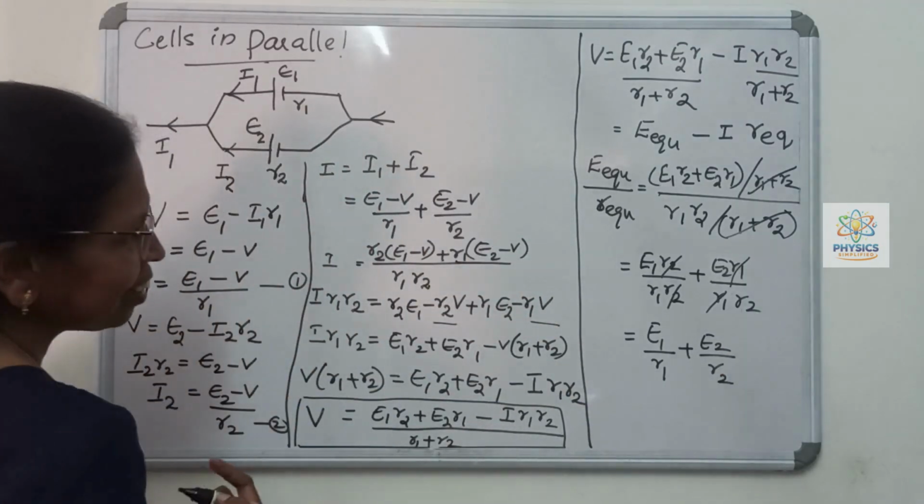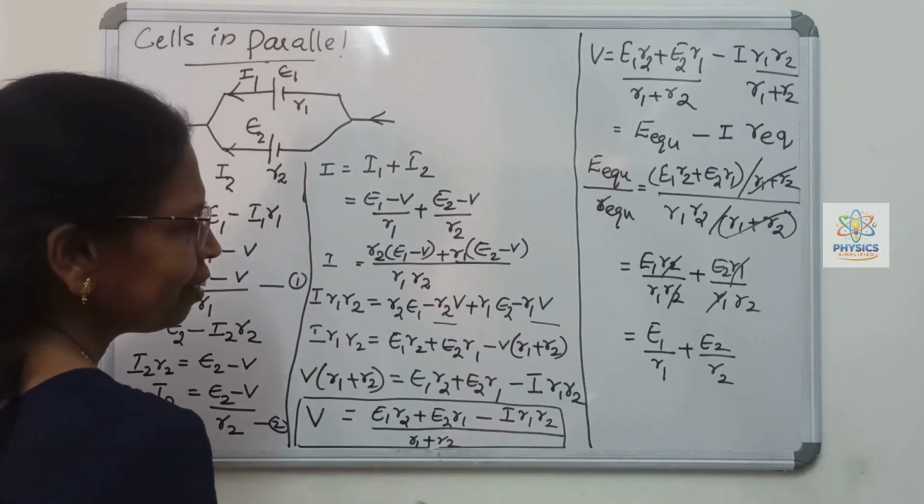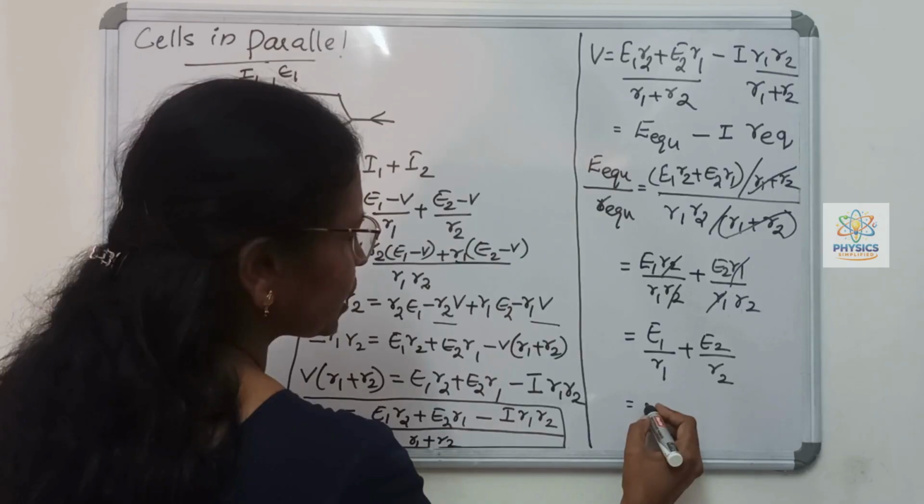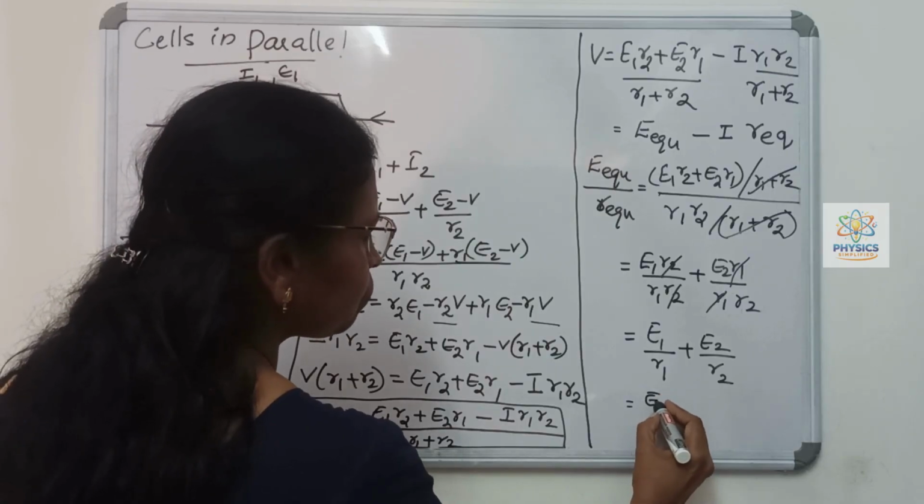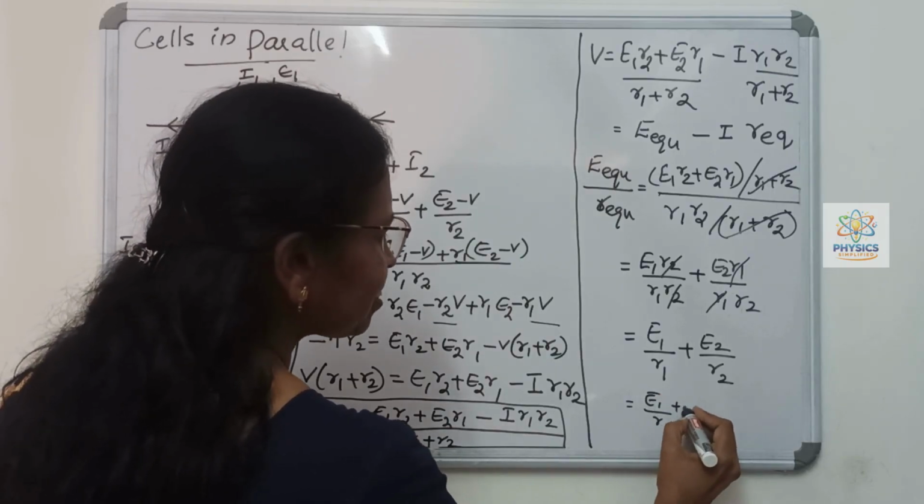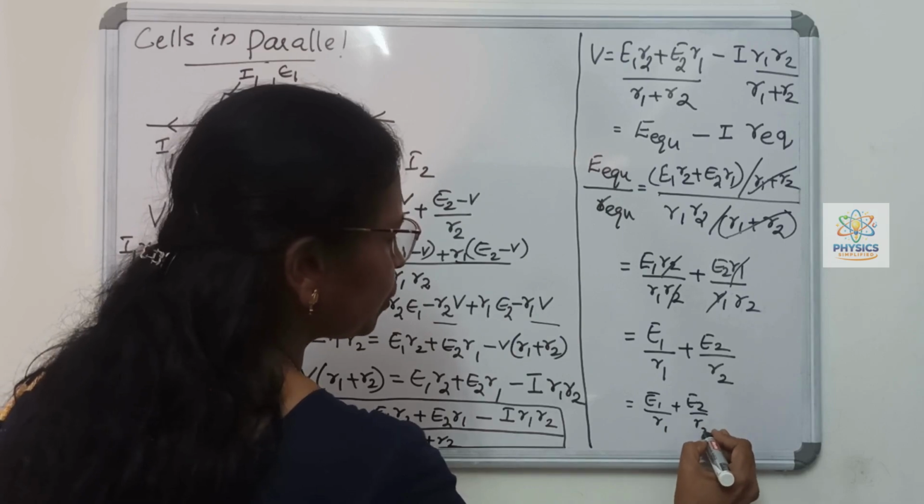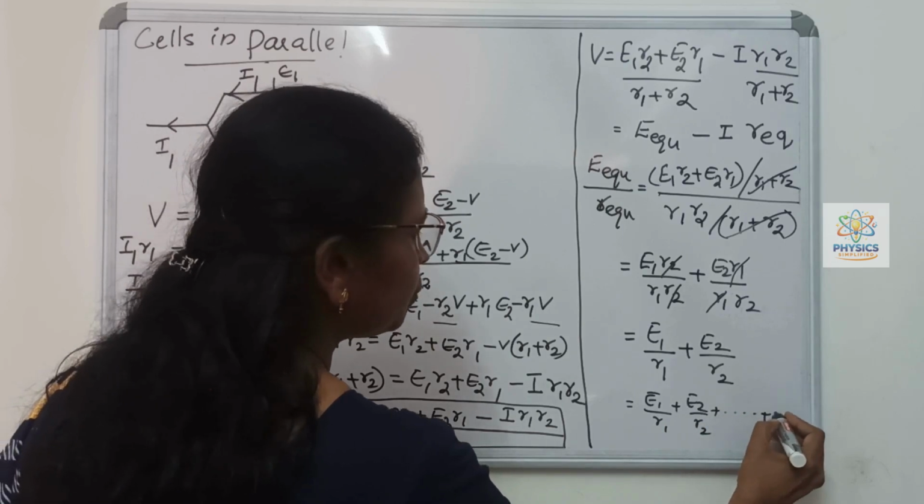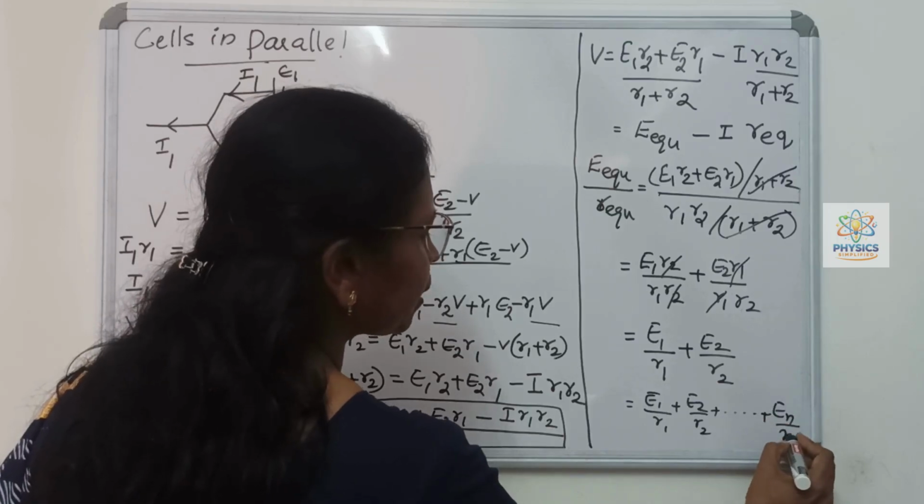If n cells are connected in parallel, we can write the same equation as E1 by R1 plus E2 by R2 plus, etcetera, up to En by Rn.